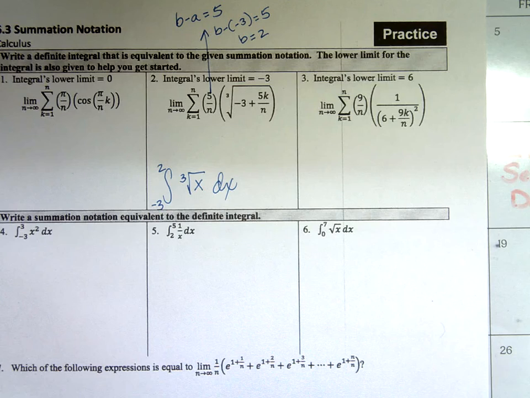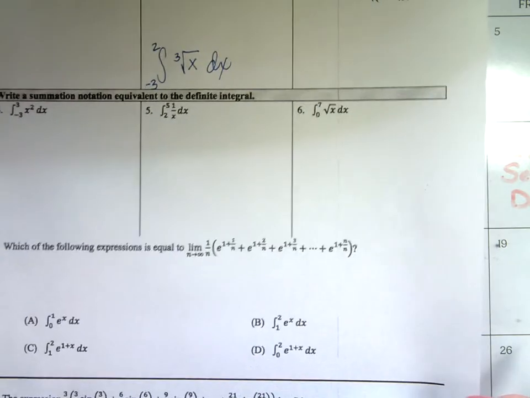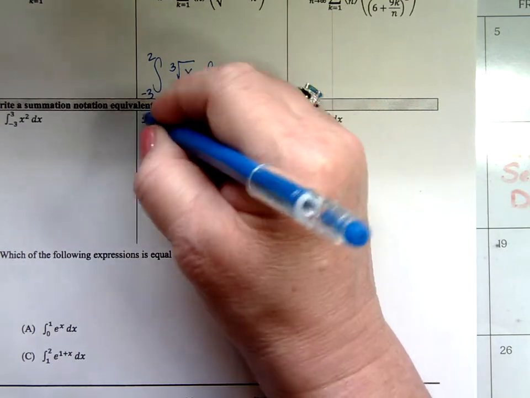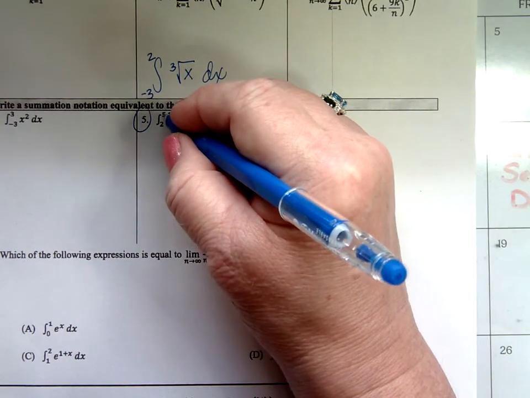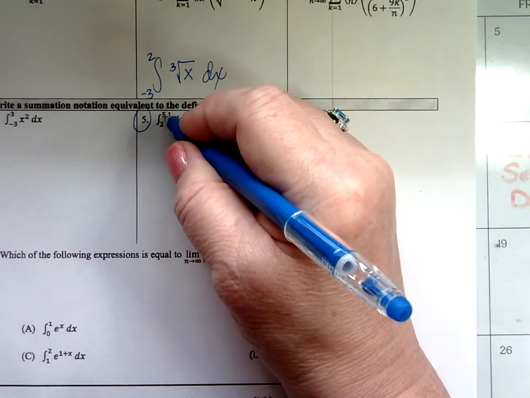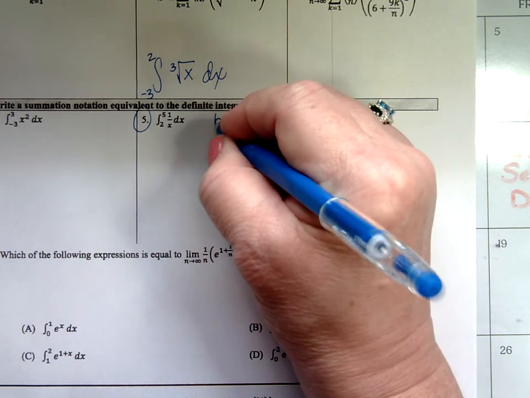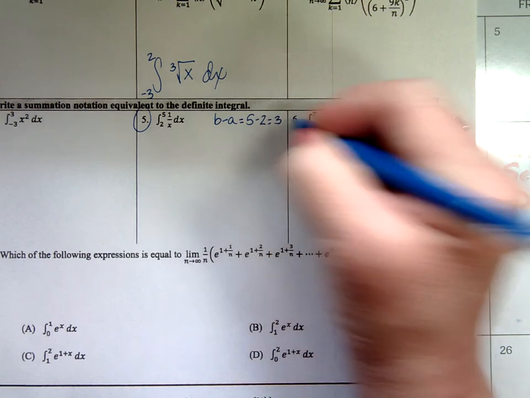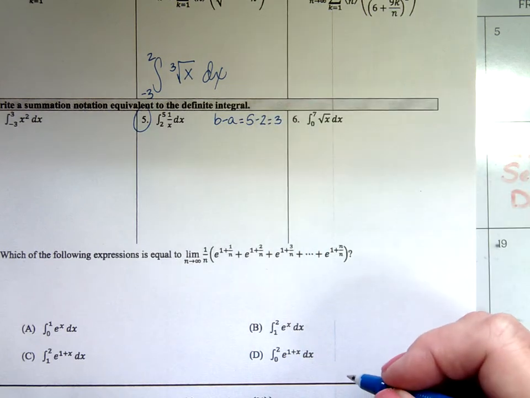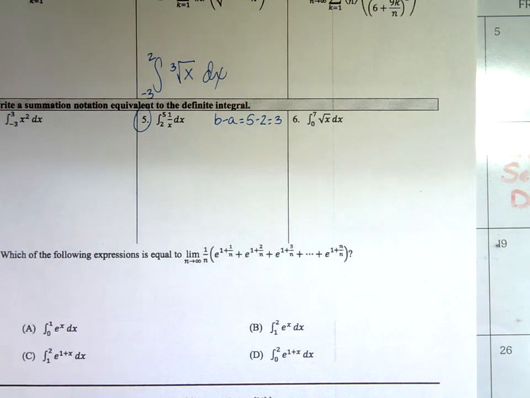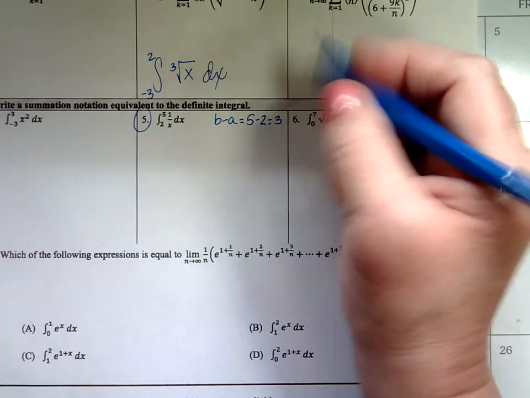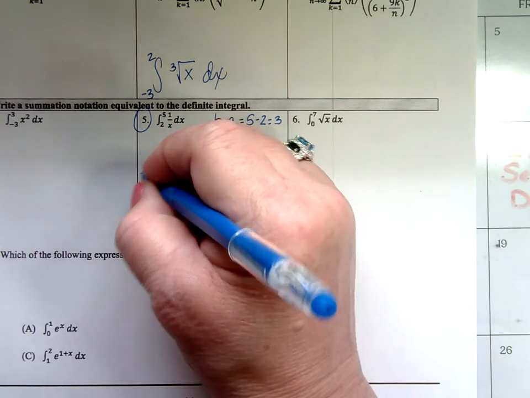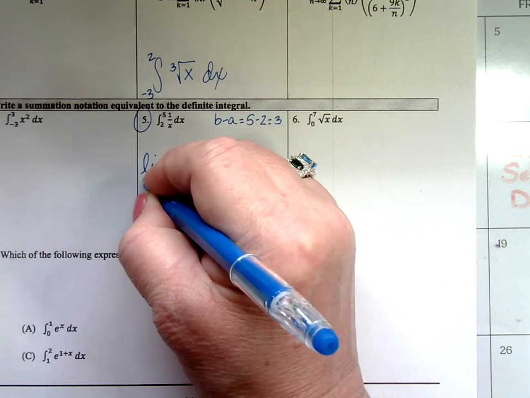All right, now they want you to go the other way, and they want you to write it as summation notation. My next one I want to look at is number 5. I know from my bounds, this 5 is b, a is 2, b minus a is going to equal 5 minus 2, which is 3. Yeah, I'm looking at my other answer key, and I have it as a 2. It's really a 3.